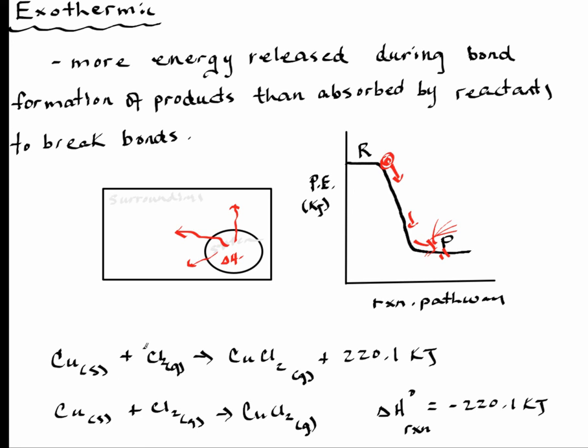Now a couple of examples here. Say we have copper and chlorine and we mix them together, and it spontaneously is going to produce copper(II) chloride, and it's going to give off 220.1 kilojoules of energy into the surroundings. Now the same reaction could be denoted to the right as we did before, with the delta H of reaction at standard state conditions equaling negative 220.1 kilojoules. Don't forget the sign is very important here.